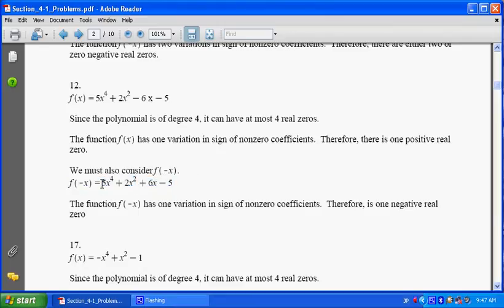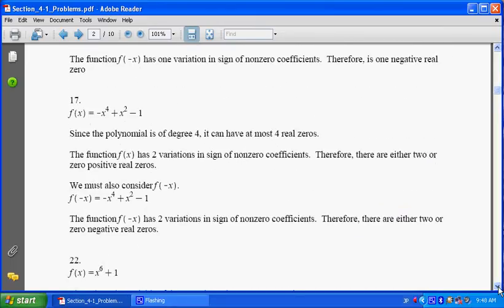So let's go ahead and see the variations in sign here. Here's positive to positive, not a variation in sign. Here's positive to positive, excuse me. Here it's positive to positive, not a variation in sign. There's only one variation in sign, and that's when it goes from positive to negative. So just like f of x, f of negative x only has one variation in sign of non-zero coefficients. Therefore, there is one negative real zero. So this function is going to have one positive real zero and one negative real zero.